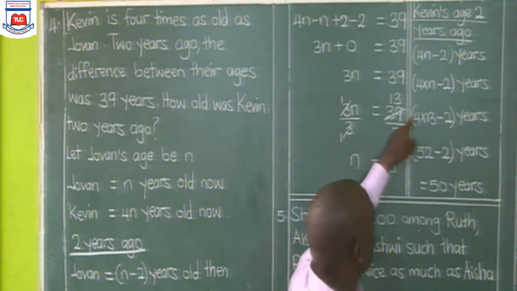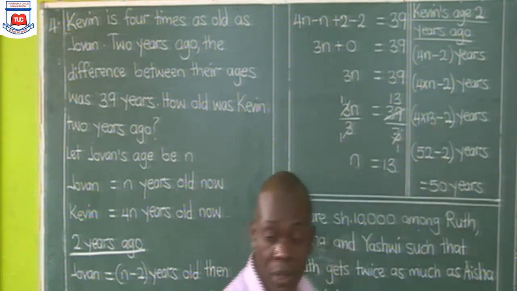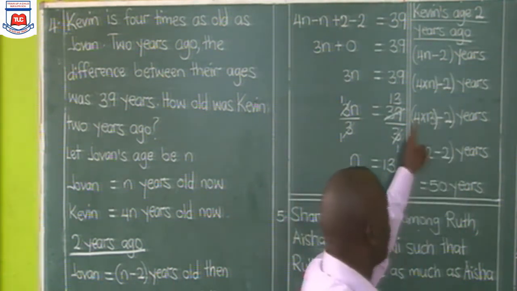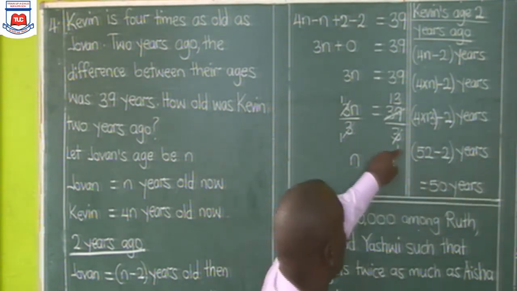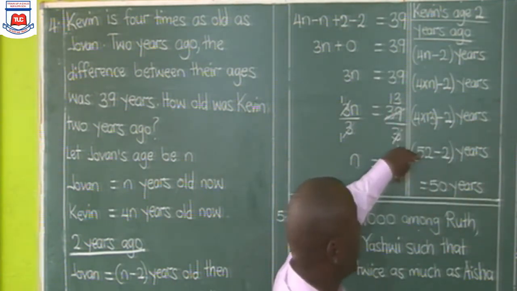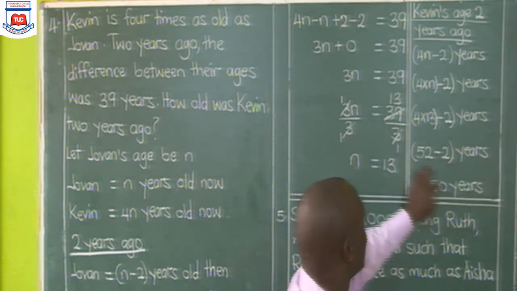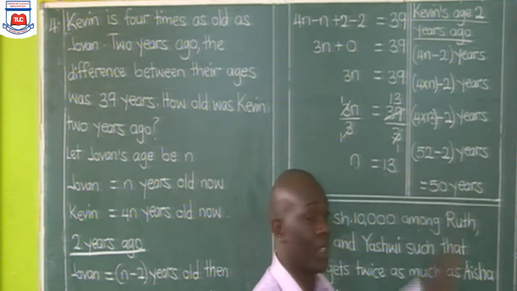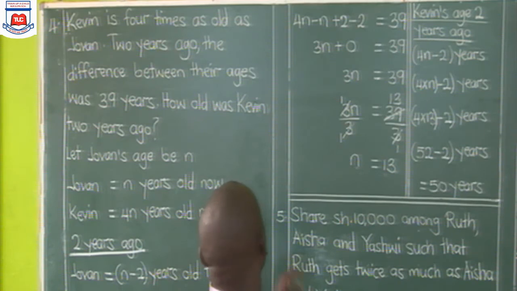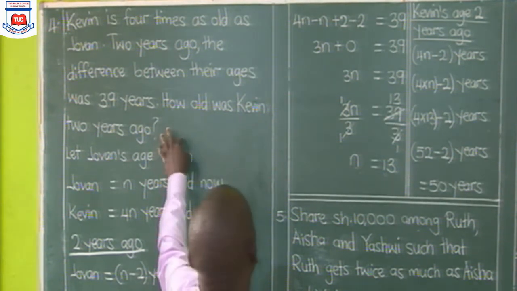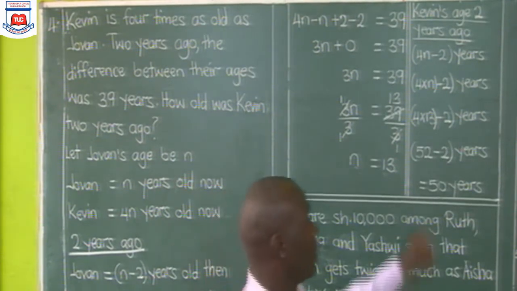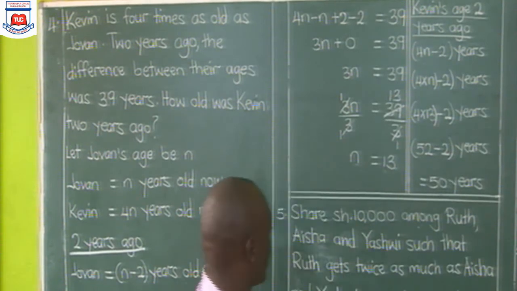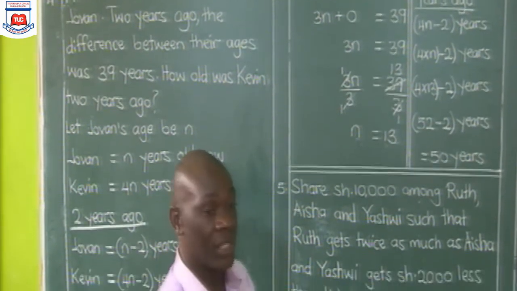Substitute. That is 4 times 13 minus 2. Don't forget the brackets here. 4 times 13 minus 2 years. That is 4 times 13, you get 52 minus 2 years. So Kevin was 50 years old then, or 2 years ago. Don't substitute anything else, for we have got a single question here which reads how old was Kevin 2 years ago, and we have got 50 years. That is the answer to the question in that line.